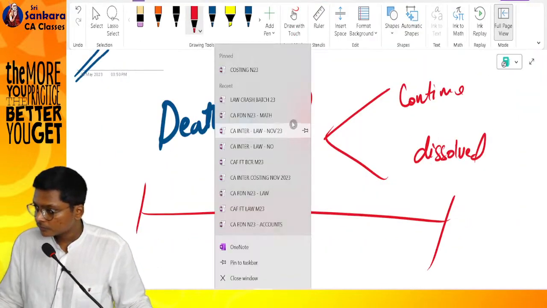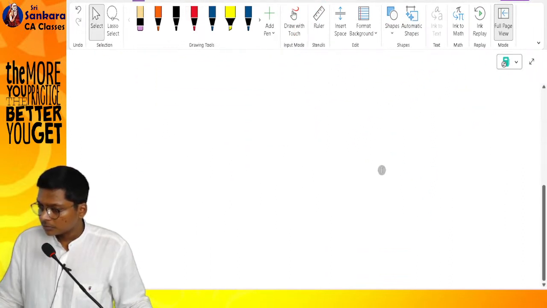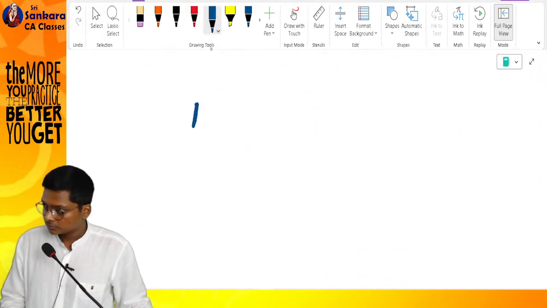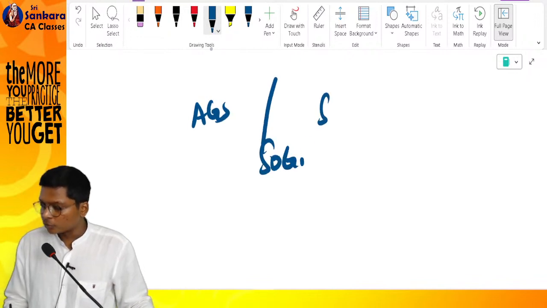Agreement to sell and specific goods. Both are under the Sale of Goods Act.